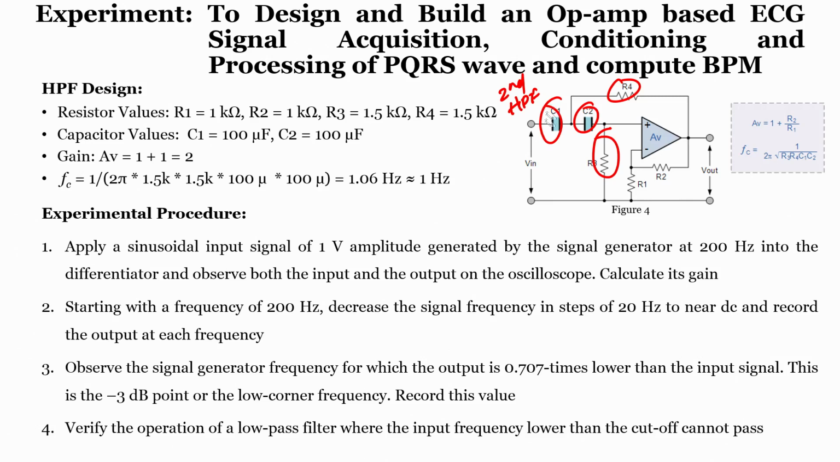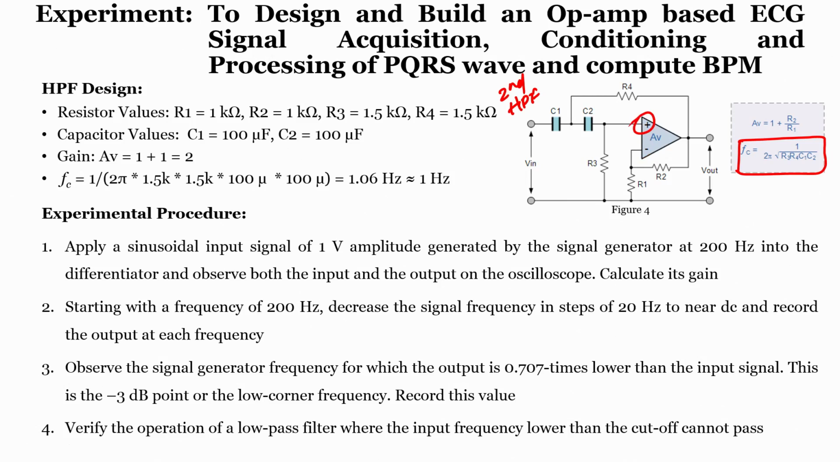Now, because we have two capacitors and two resistors, the cutoff frequency will be calculated as 1 by 2 pi into root of R3, R4 and C1, C2, right. Just recall our high pass filtering sessions, you can easily understand that. And since the input is connected to the positive terminal of an operational amplifier, this is a non-inverting type, right.